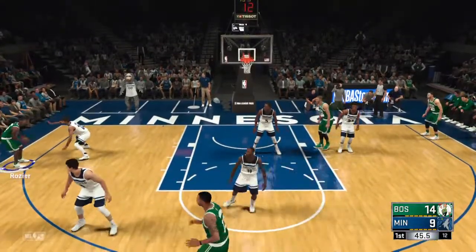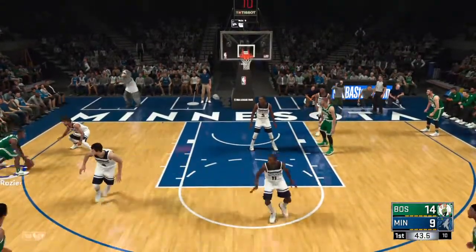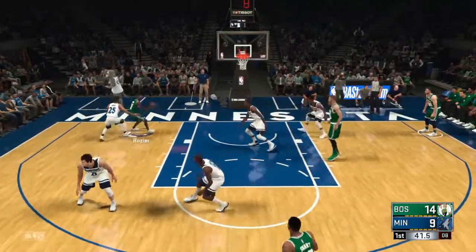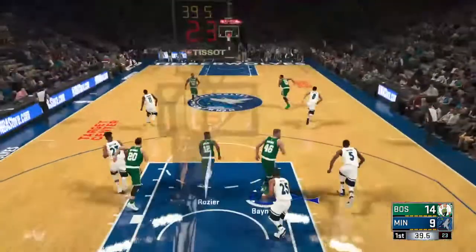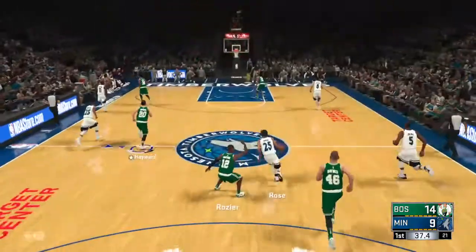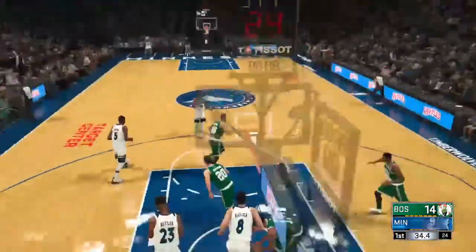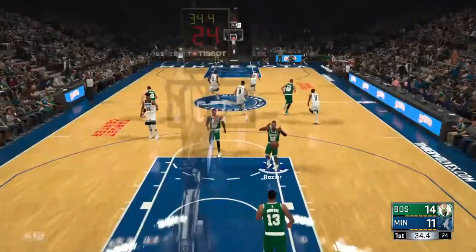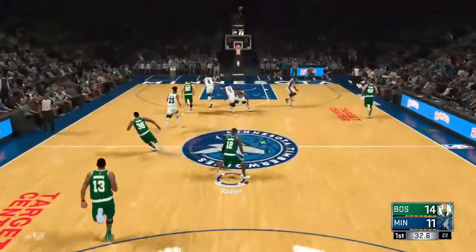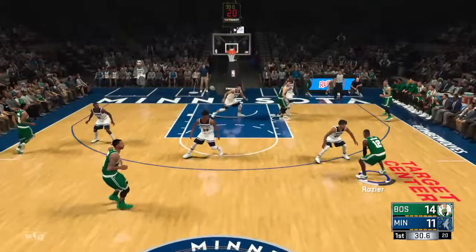Kapag late, minus 2 ha. So kung 20 yan, 20 points, minus 2 ako ng minus. Okay?